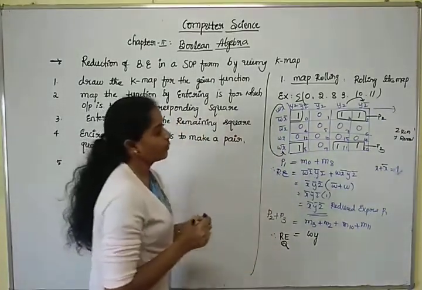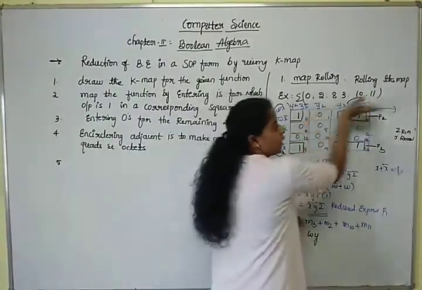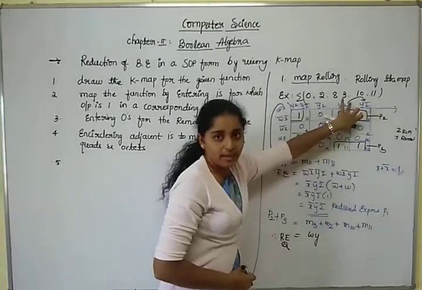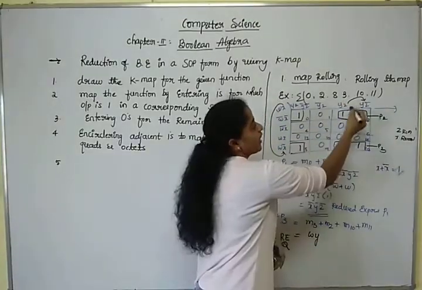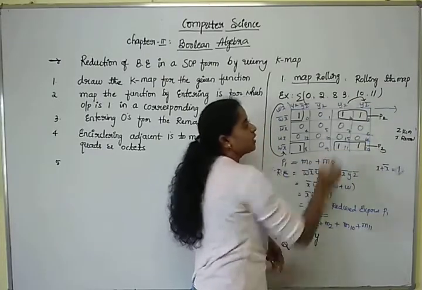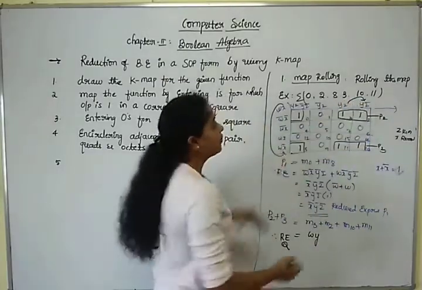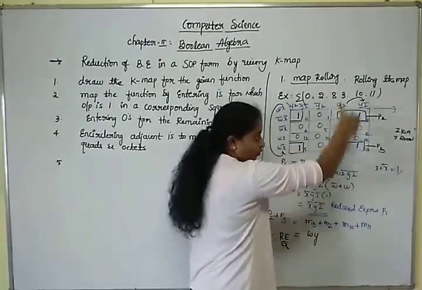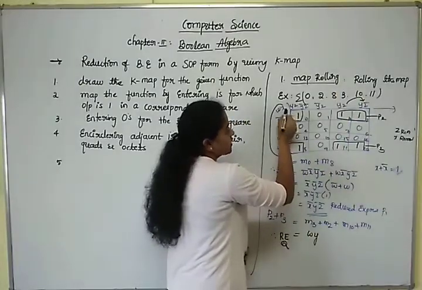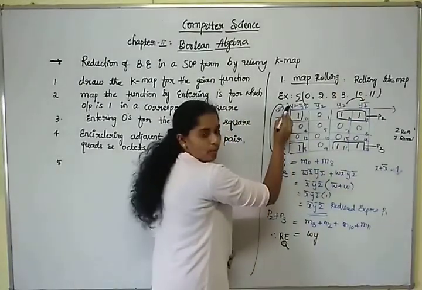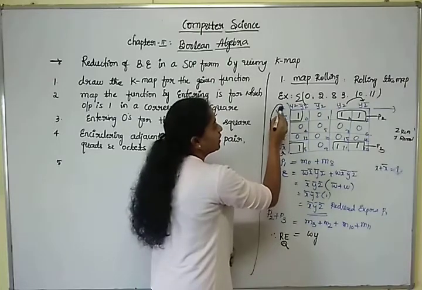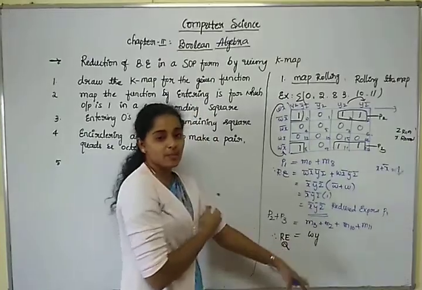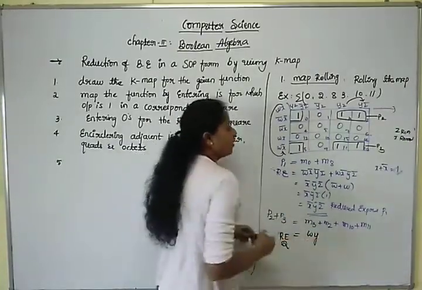In the given quad, while it is moving horizontally, only the z changes its state from uncomplemented to complemented form, so it is removed. The only remaining thing is y. While rolling the map, when it is moving vertically, only the x changes its state from uncomplemented to complemented. So the remaining reduced expression is w. Finally, the reduced expression for this quad is w and y.